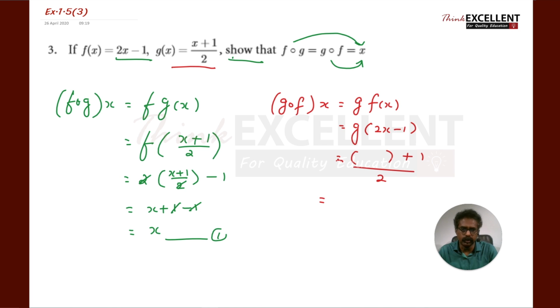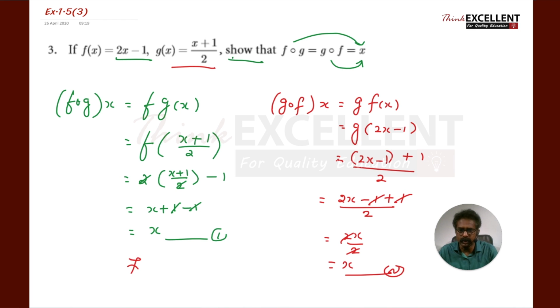So that is equal to, sorry, here you give the value. What's the value? 2x minus 1. So you are getting (2x minus 1 plus 1) by 2. You can cancel this minus 1 and plus 1. You are getting 2x by 2. Again cancel 2. You are getting x, that is 2.